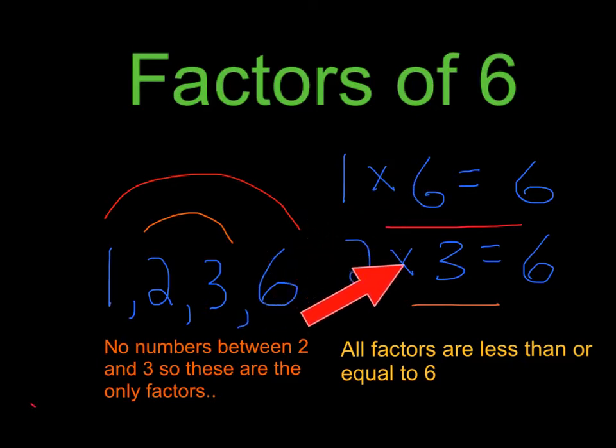1, 6, 2, and 3 are all less than or equal to 6. So 1 times 6 equals 6, and 2 times 3 equals 6. So therefore, 1 and 6 are pairs to equal 6, and 2 and 3 are pairs to equal 6.